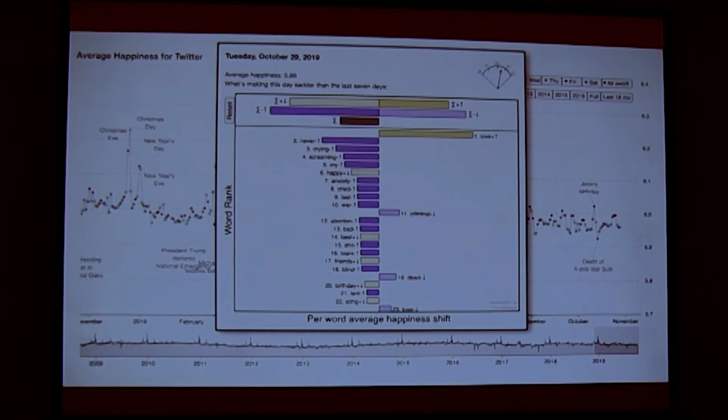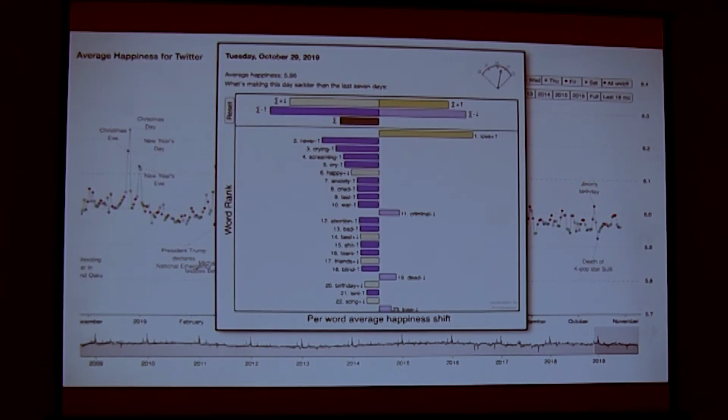But for most of the words, there was actually a consensus about what the average happiness of that word would be. So we took a random 10% of all tweets sent since 2008, broke them up into single words, and then calculated the sentiment for each day on Twitter. This is just an example from yesterday.